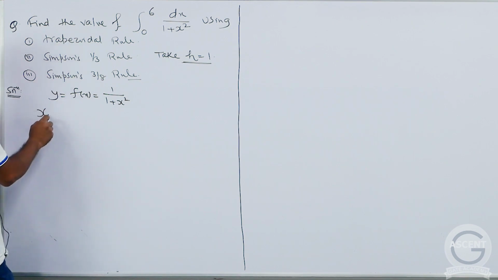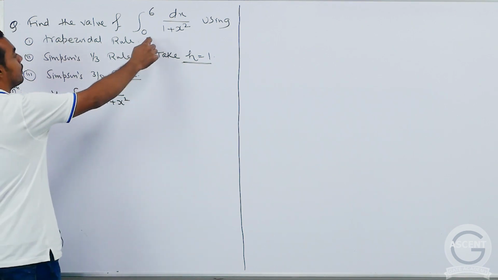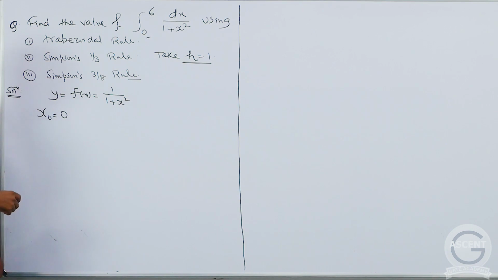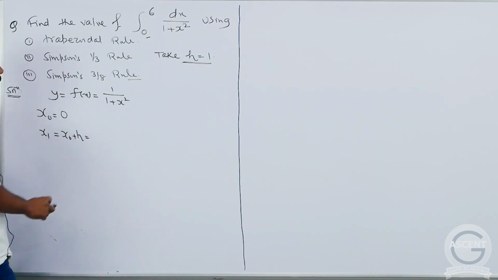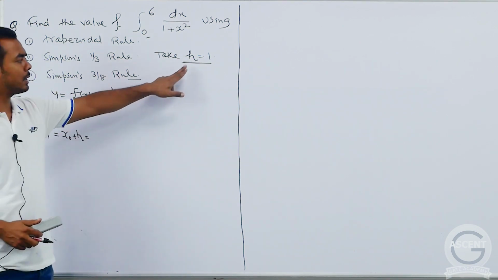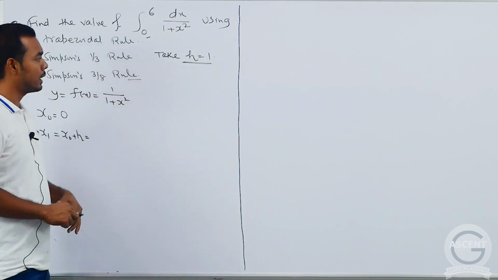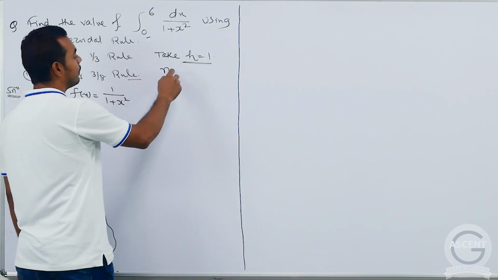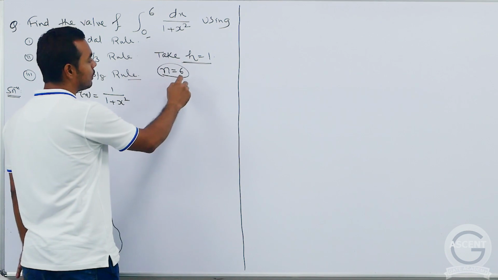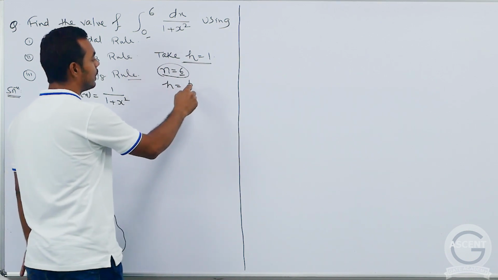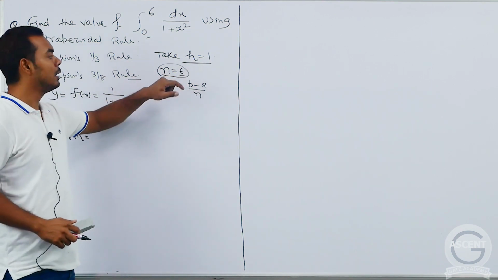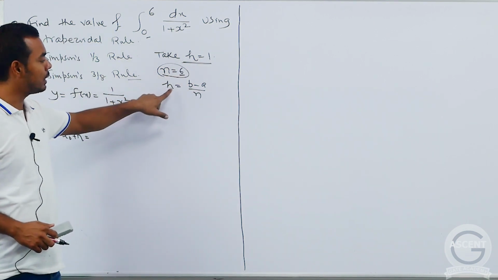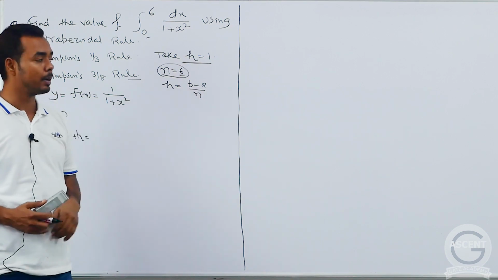The value of x0 is the first point a, so x0 is 0. Now we have to find the different values of x. So x1 will be x0 plus h. x0 is 0 and it is given that we take h as 1. In some other problem it is possible that the number of intervals n will be given. If n was given, then we have to calculate h using the formula (b - a)/n.